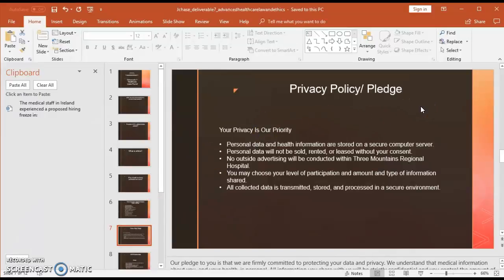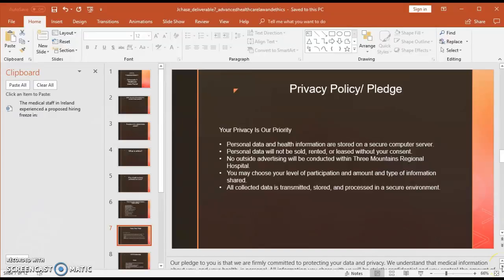Privacy policy and pledge. Your pledge is our priority. Personal data and health information are stored on a secure computer server. Personal data will not be sold, rented, or leased without your consent. No outside advertising will be conducted within Three Mountains Regional Hospital. You may choose your level of participation and amount and type of information shared. All data collected is transmitted, stored, and processed in a secure environment.